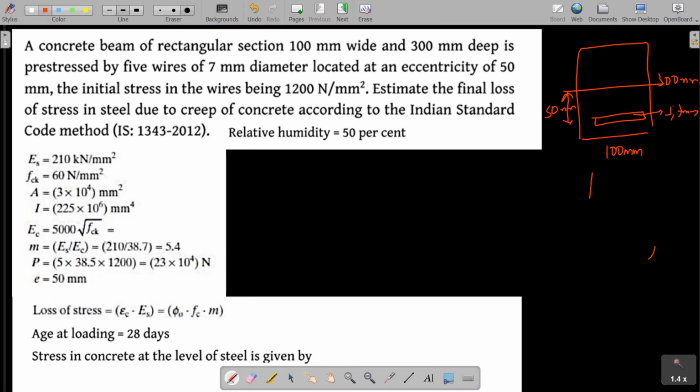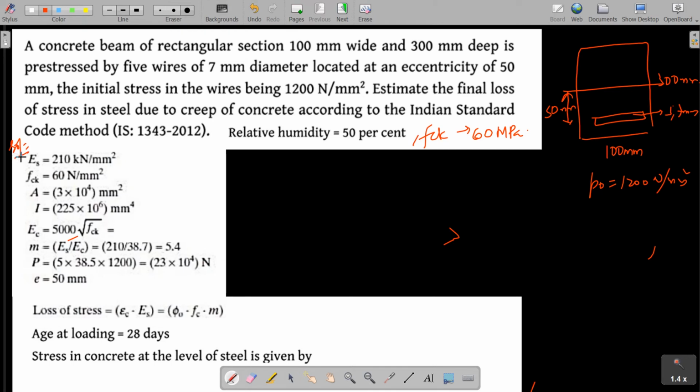It is having P naught equal to 1200 Newton per mm square. Estimate the final loss of stress in steel due to creep of concrete according to the Indian Standard Code method IS 1343. The relative humidity is given as 50% and FCK value is also given. FCK value is given as 60 MPa. So the solution we start here.